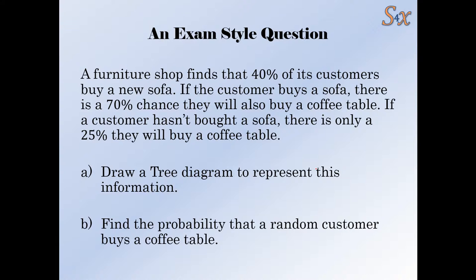So there's a furniture shop. 40% of its customers buy a sofa. If they buy a sofa, there's a 70% chance they buy a coffee table. If not, then there's only a 25% chance they buy a coffee table. What we want to do is draw a tree diagram to represent this information, and then we're going to find the probability that a customer actually buys a coffee table.